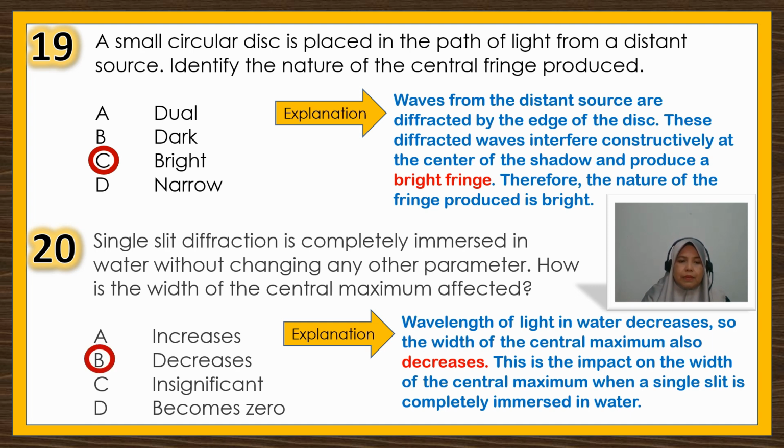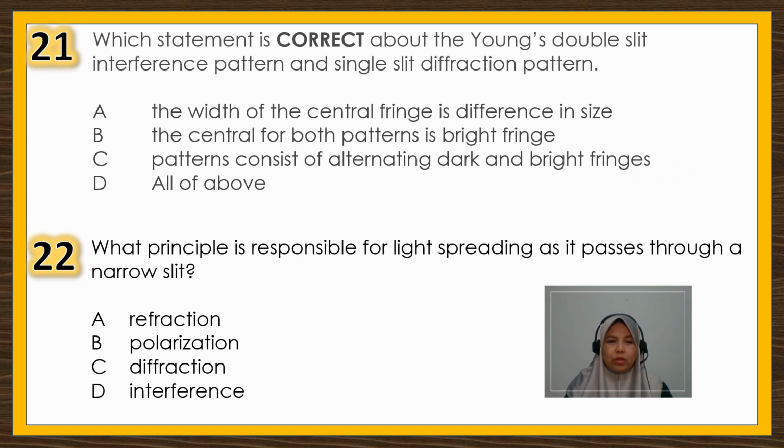For question number 21, which statement is correct about the Young double slit interference pattern and the single slit diffraction pattern? If you look at choice A, the width of the central fringe is different in size. Yes, it is correct. The central fringe for both patterns is a bright fringe, also correct. And C, the pattern consists of alternating dark and bright fringes, also correct. So the best answer is all of the above.